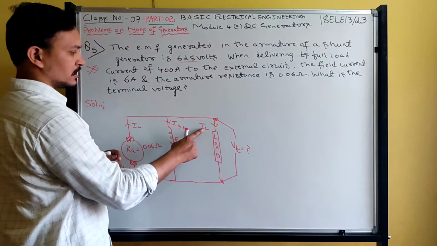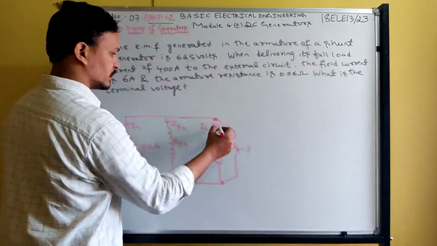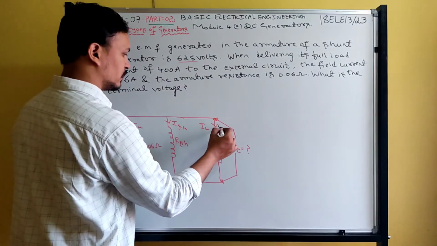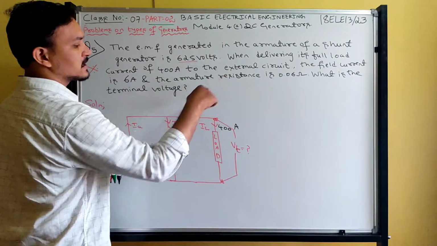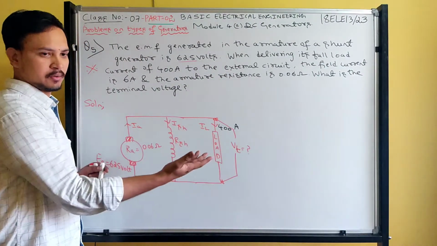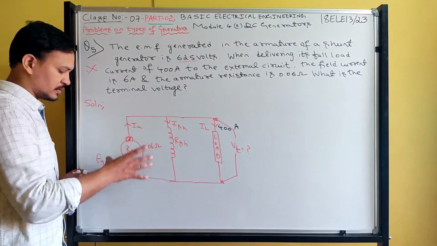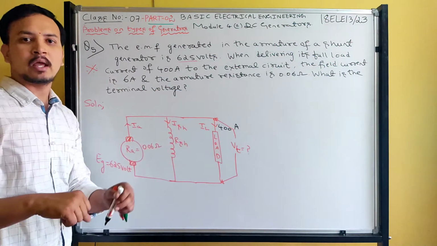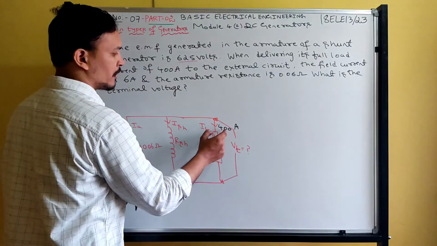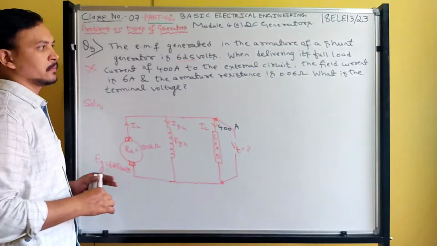So the load current is here. Full load current. What is the load current? Delivering full load current of 400 ampere to the external circuit. This is the external circuit. So what will the generator do? It will generate some voltage. That voltage we can give to the external load, which requires electrical input. So it delivers 400 ampere to the external load.